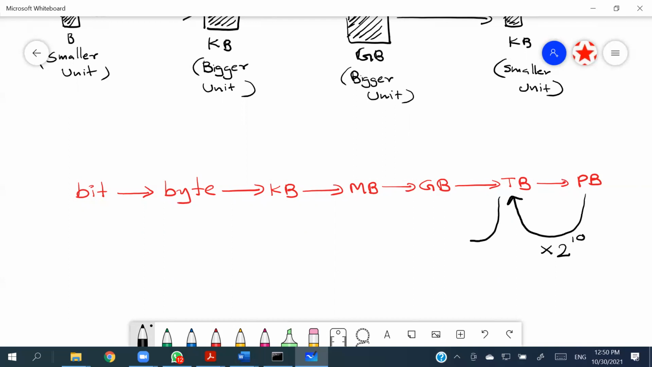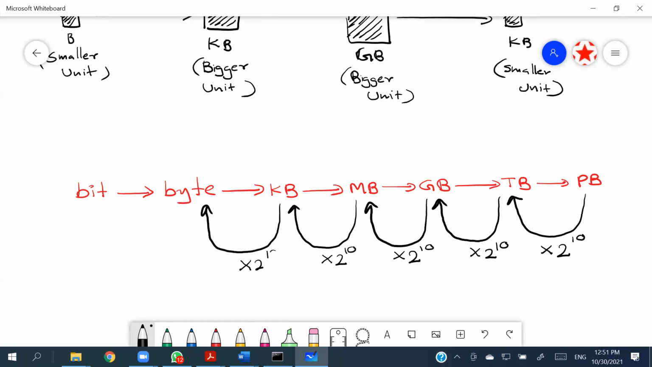For each step down, we use 2 to the power 10. When I do the example, you will realize how these are used. So this is 2 to the power 10. From kilobytes to byte, it is also a 2 to the power 10 multiplication. From byte to bit, it's a 2 to the power 3 multiplication. So each step down multiplies by 2 to the power 10. And when you go the other way around, a smaller unit becoming a bigger unit, you take the opposite direction. That means when bits are converted into bytes, you multiply by 2 to the power minus 3.